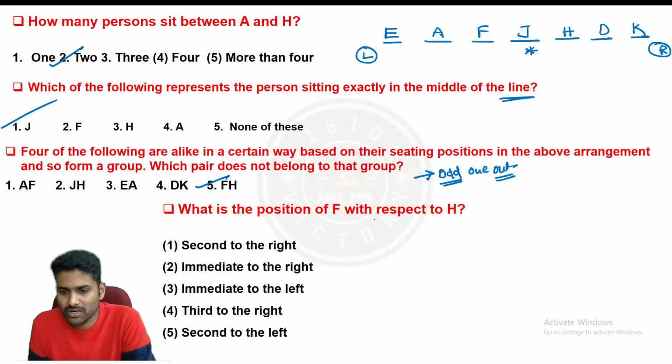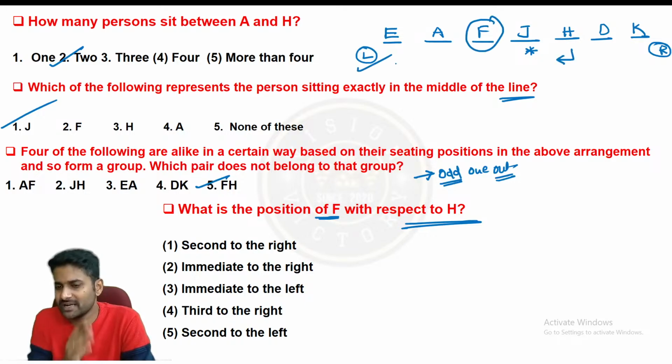Now see the last one. What is the position of F with respect to H? We need F with respect to H. According to the arrangement, F is to the left of H. So how far left exactly? Second to the left. So F is second to the left of H. Hope it's clear.